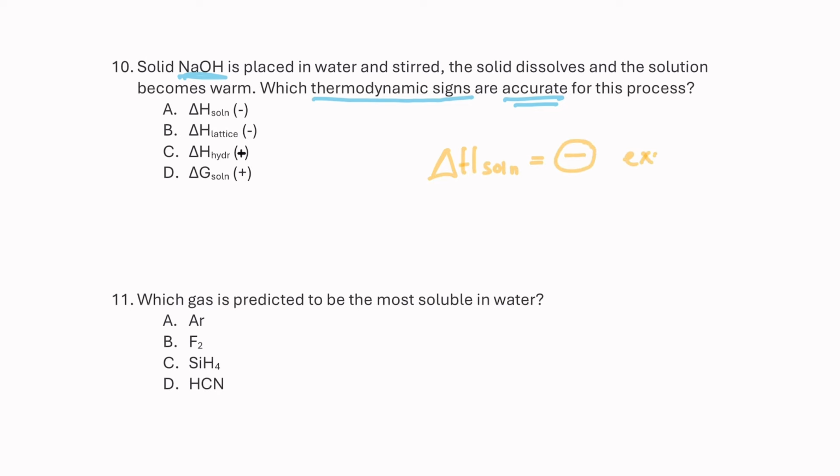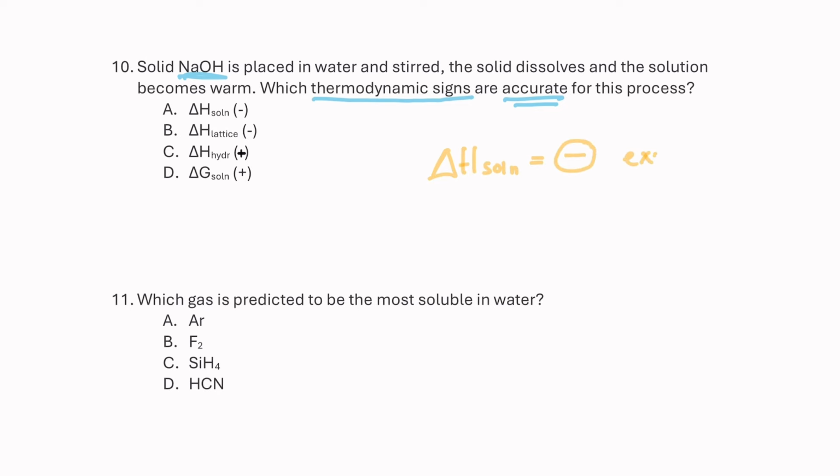Finally, Gibbs free energy of solution. Since sodium hydroxide does in fact dissolve spontaneously, delta G must be negative, not positive. So choice D is incorrect. Therefore, the only accurate thermodynamic sign given is in answer choice A.